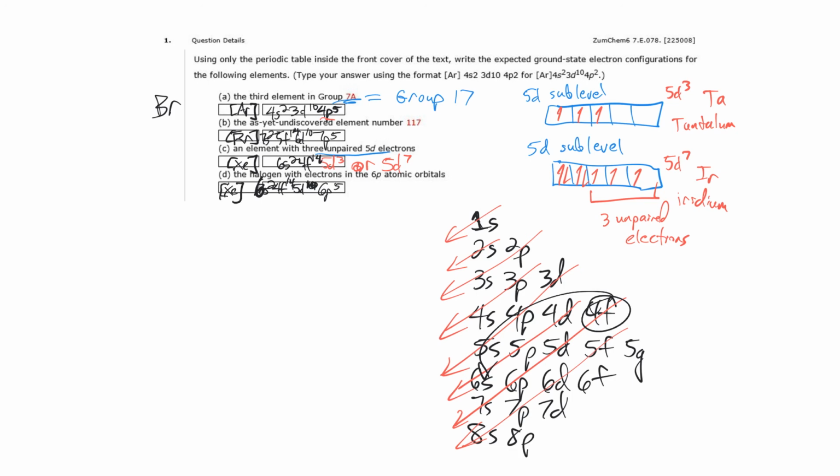So it's kind of like problem C. Xenon, 6s2, 4f14, 5d, this time it's 5d10, and then it goes on to 6p5.